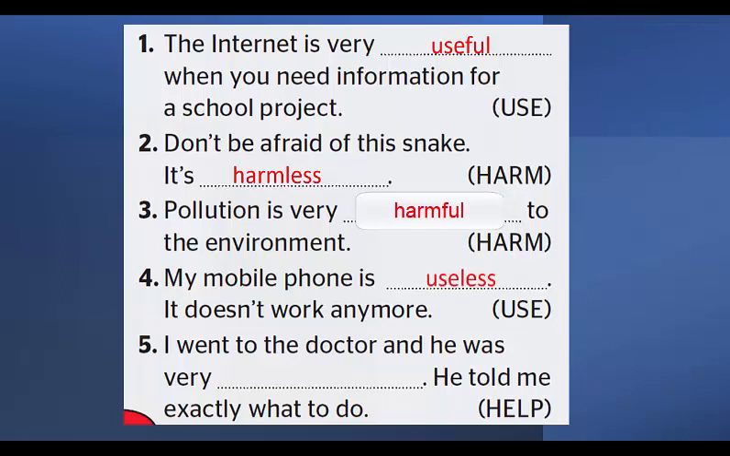Number four, my mobile phone is useful or useless since it doesn't work anymore. It's useless. Number five, I went to the doctor and he was very helpful or helpless. Helpless maybe? A doctor helpless? No. How helpful. He told me exactly what to do. Well done. I need you to use this technique to form adjectives from now on.